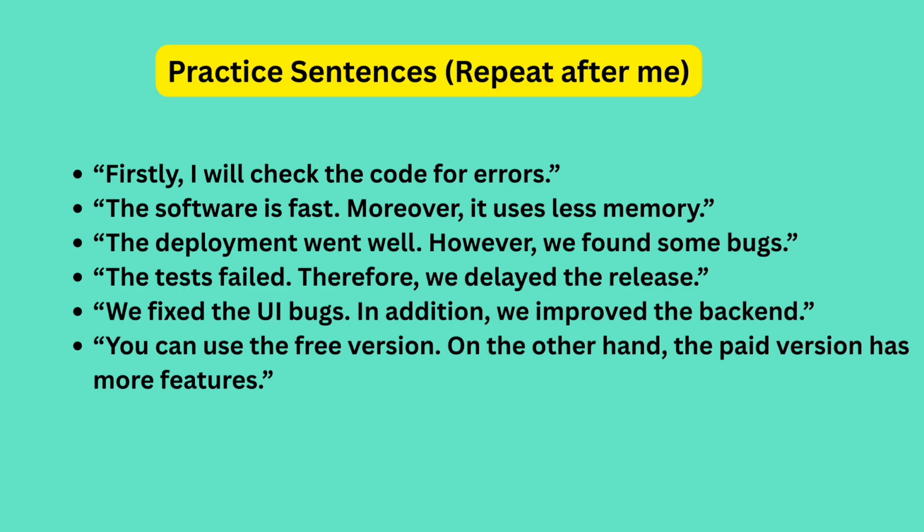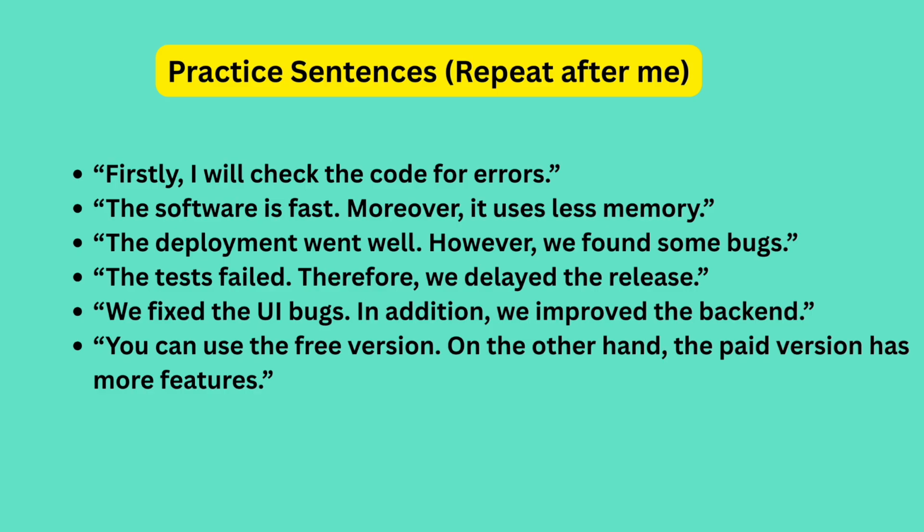This slide is about practice sentences. Please repeat after me. Here I have given some examples. First, firstly, I will check the code for errors. Here you are pointing to the first task. So at that time you can say, firstly, I will check the code for errors. Second, the software is fast. Moreover, it uses less memory. Another, the deployment went well, however, we found some bugs.